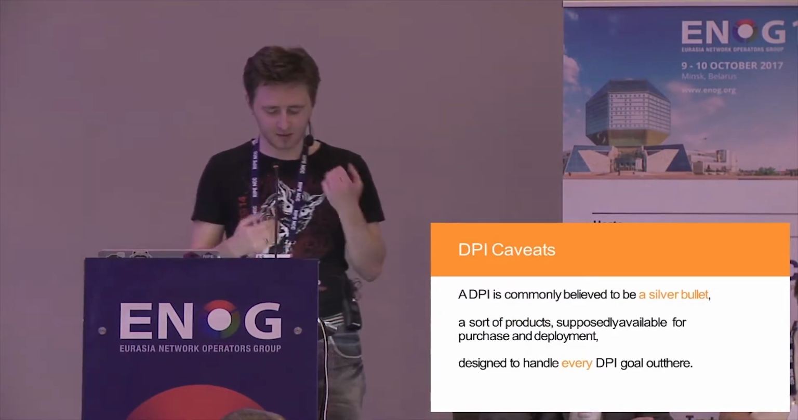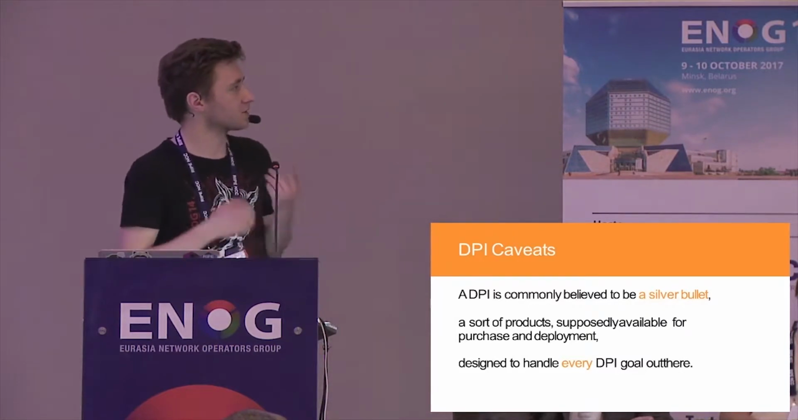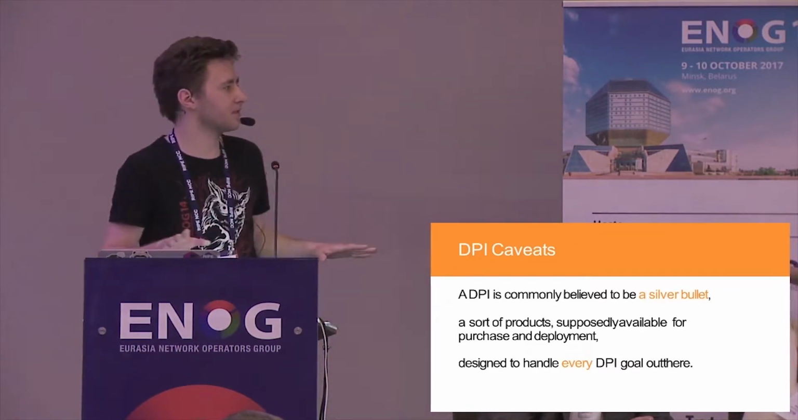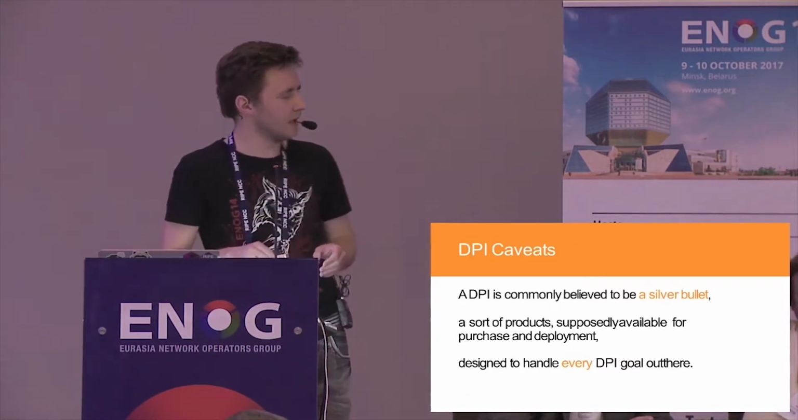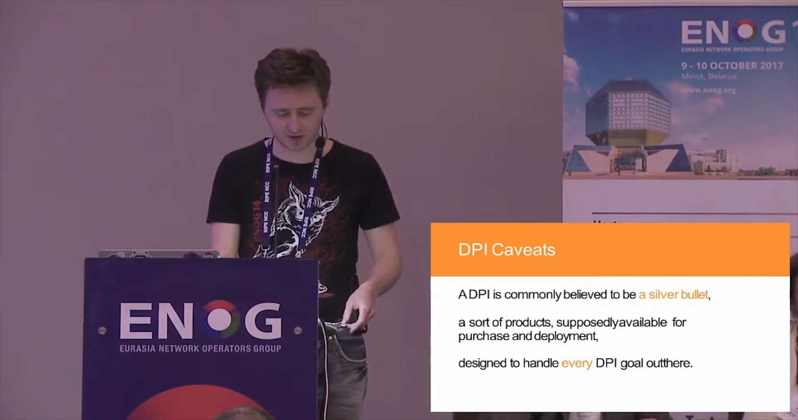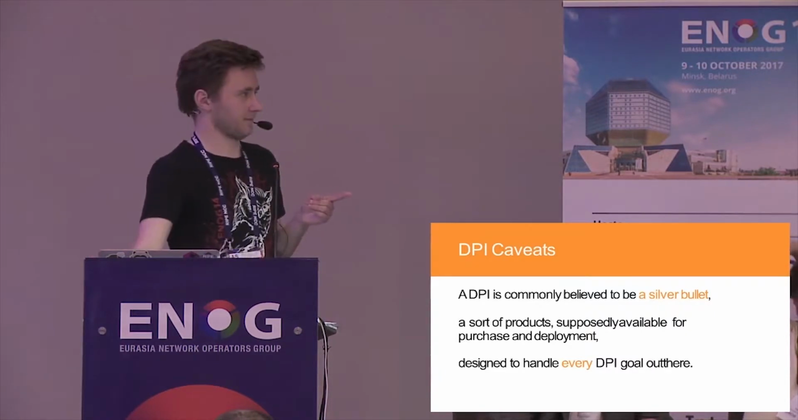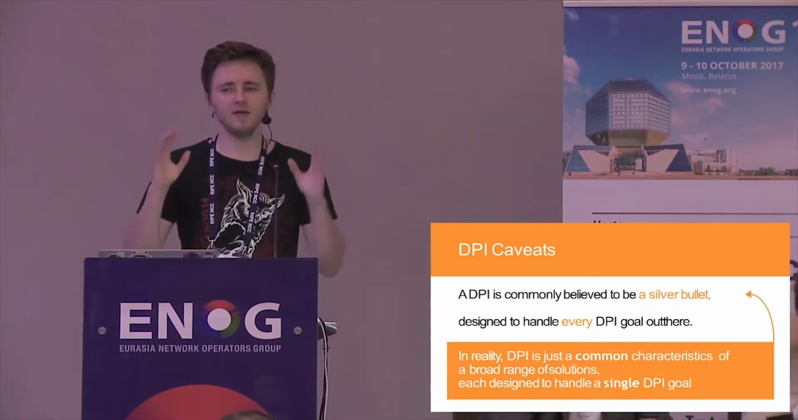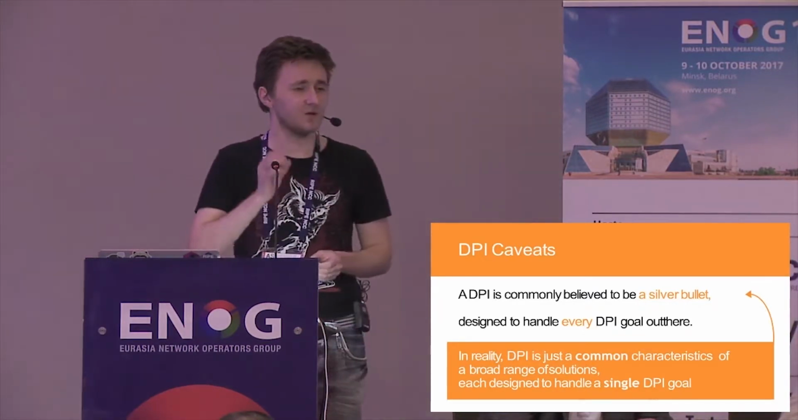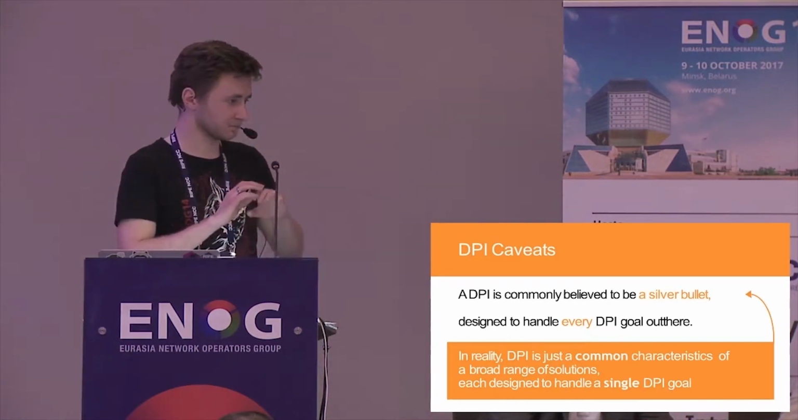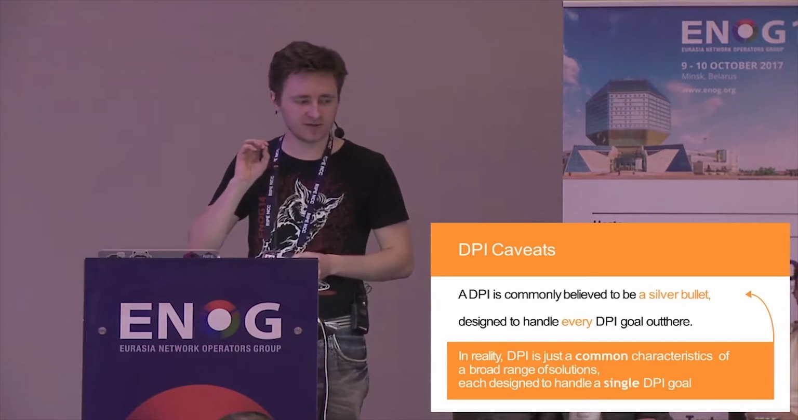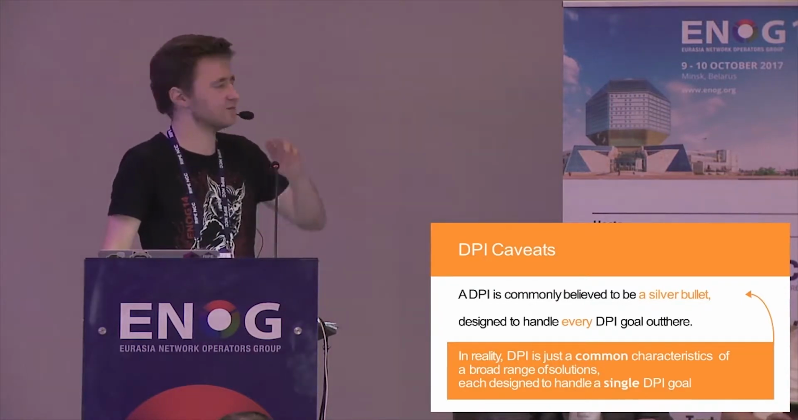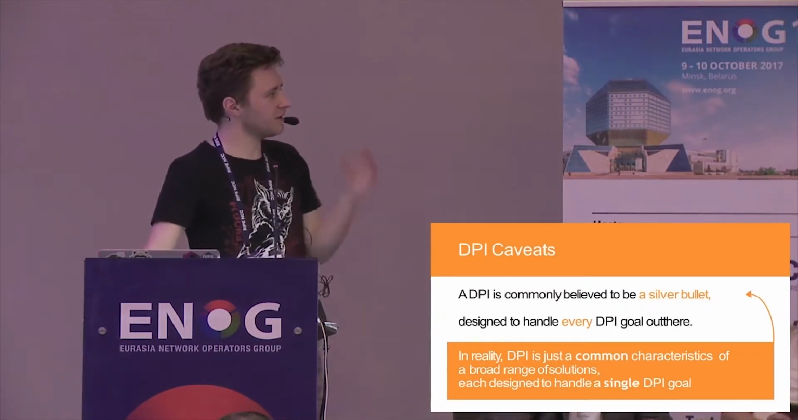What does it lead us to? DPI is commonly believed to be a silver bullet. It sounds very nice. Packet inspection. It's like a fridge. You buy it and it solves your problems. You maybe need to adjust it a little bit, but it's capable of solving our problem of keeping food. But reality is not the case. For now, DPI is not a line of products. It's not a characteristic of a broad range of solutions. It's just a common characteristic of solutions that solve various problems, each designed to handle a single DPI goal.